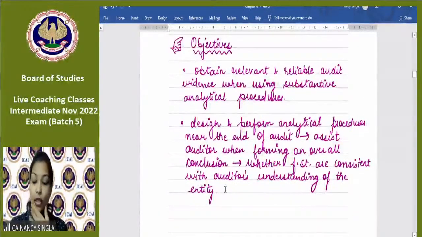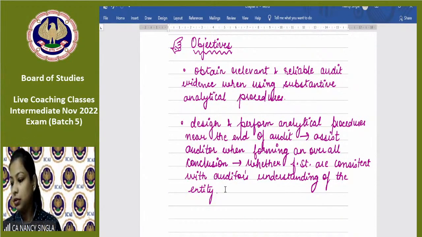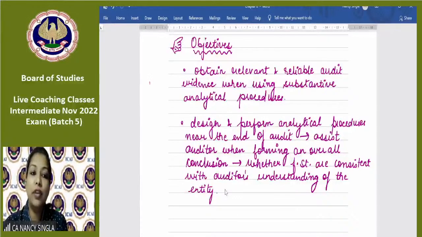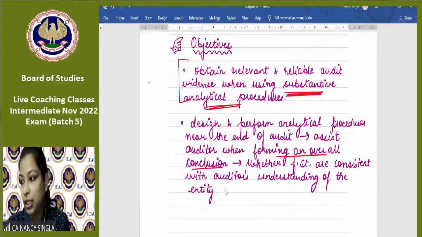Objectives is done. So I told you that here, risk assessment, we are not talking about when the analytical procedures are performed as a risk assessment procedure. This is talking about the situation where analytical procedures are performed as substantive procedures, right? And here at the completion, when the auditor has to form an overall conclusion. Clear?